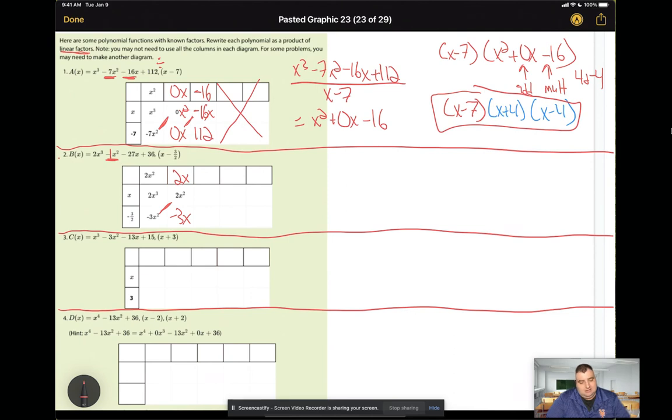Okay? I have to do at least one more column because I don't have a constant term yet, because remember, I have to repeat the process until I get down to the constant term. So to figure out here, I'm going to look at the next term, which was negative 27x. So what do I need to add to negative 3x to get to negative 27x? In other words, negative 3x plus what is negative 27x? And that's going to be a negative 24x. Because if I combine those, I get negative 27x.